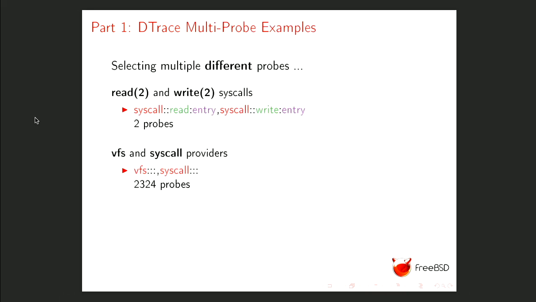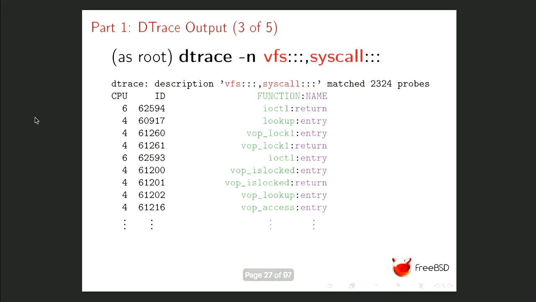And now an example on multiple probes: you just separate them with a comma. So not only can you have wildcards and patterns, you can have multiple probes that select different things separated by commas. And so the very bottom one there, if I say VFS colon colon colon comma syscall colon colon colon, why would I do that? I want to see the VFS and the syscalls interleaved. That's 2,324 probes. So that's what this looks like. Now the first one, ioctl, that's a syscall. Lookup, that's a VFS. VOP lookup lock one, that's in the VFS provider. And ioctl, of course, is a syscall. So here you can actually see how they fire in order, which is nice. Although, pay attention to the CPU.